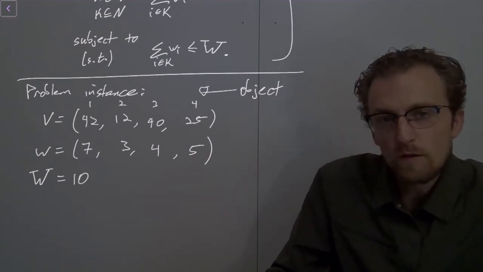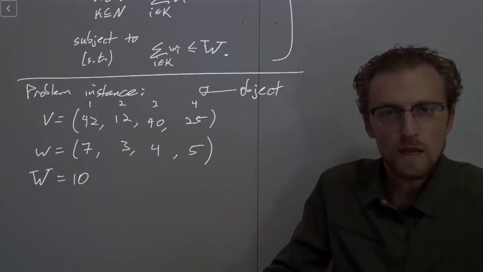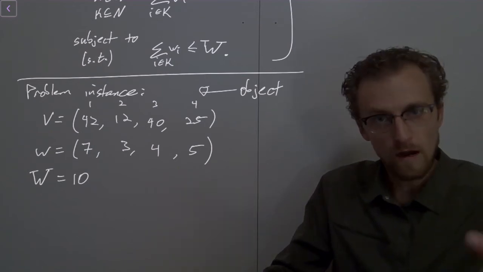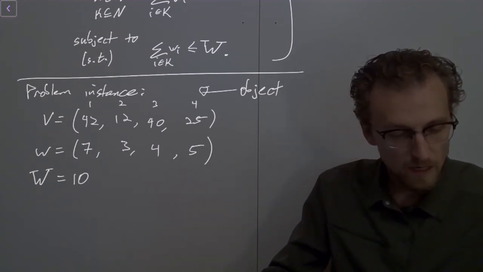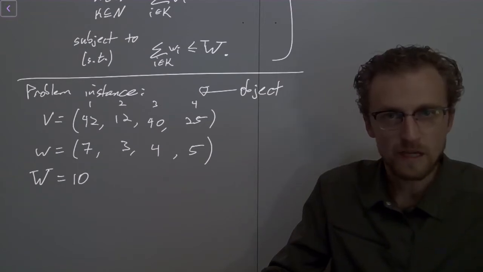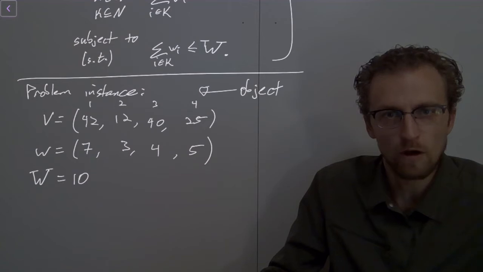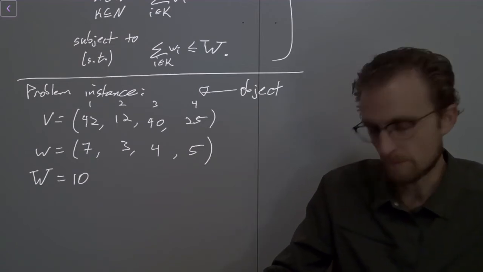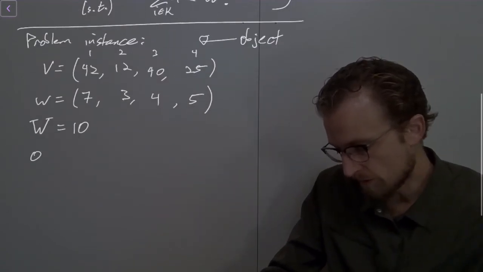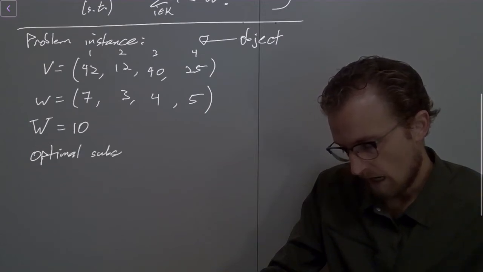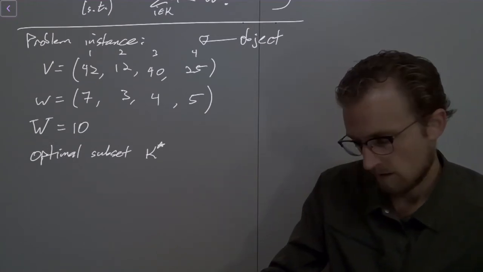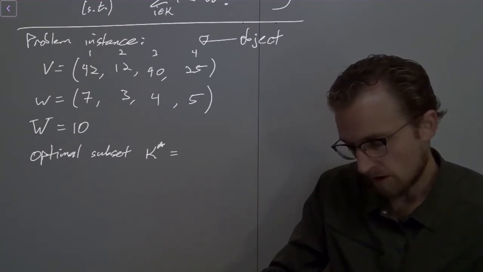Okay, so we've solved this before. We solved this way back using an exhaustive search by writing down all the possible subsets. And we found out that the optimal subset is 3 and 4, right? Take the items 3 and 4. That's the best way to pack this knapsack. Okay, so the optimal subset, and I'll write this as K star. Okay, optimal subset K star is 3 and 4.